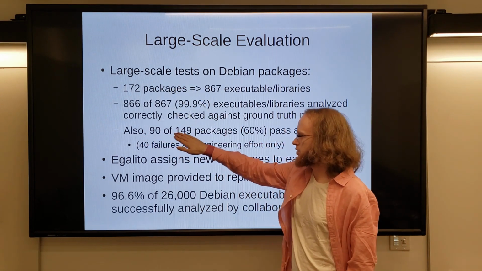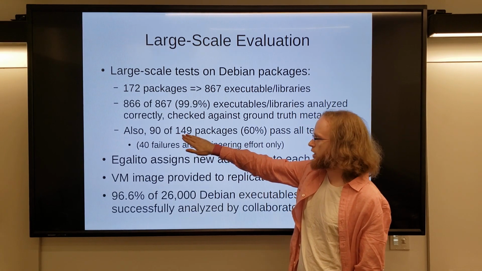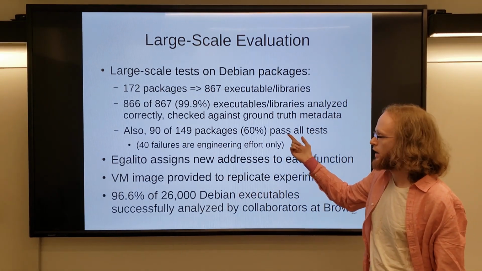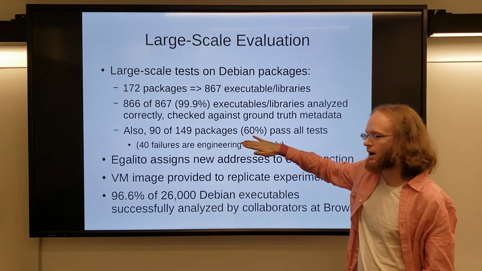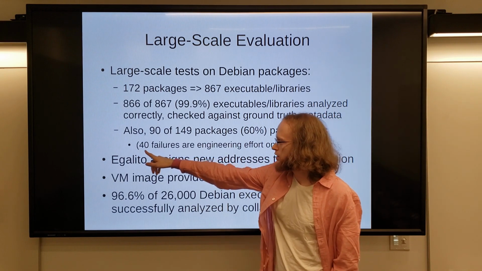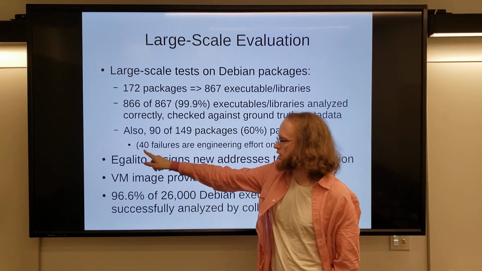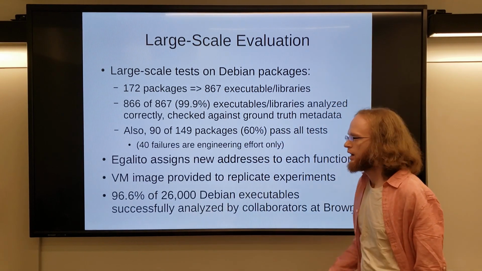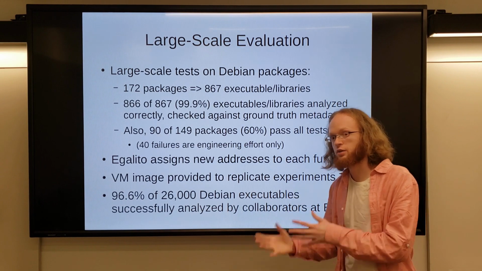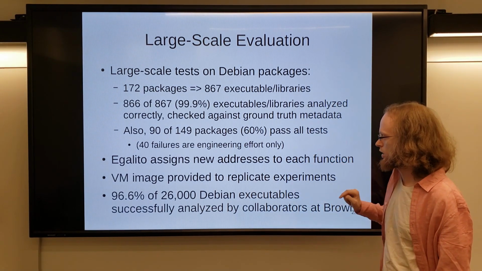For transformation, we tried to transform 149 Debian packages that contained Debian-level package tests. And unfortunately, only 60% of those passed right away with no additional effort. Almost all the failures are due to engineering effort only. And there's one case in particular that's responsible for 40 failures. And that is that we support parsing symbol versions, but we don't support generating symbol versions. So we're working on that, and hopefully that will be fixed shortly.